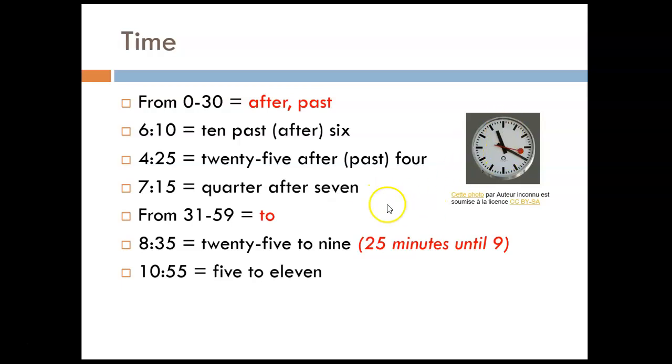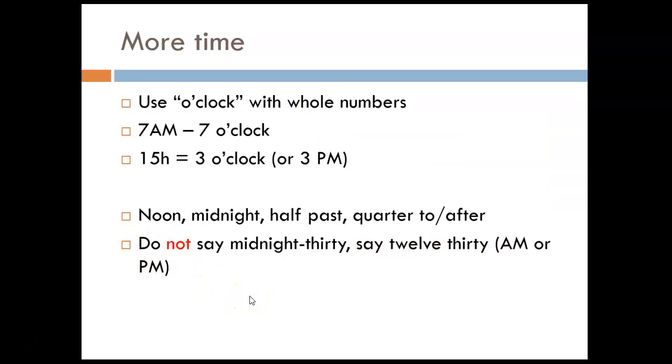And then when your minutes go from 31 to 59, so back up towards the full hour, we say to. So 8:35 would be 25 to 9. It means 25 minutes until the hour of 9 o'clock. And 10:55 would be 5 to 11. Of course, you can say 10:55 or 8:35. That's fine as well.